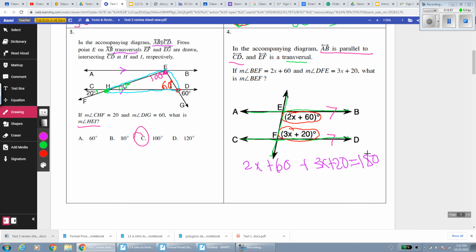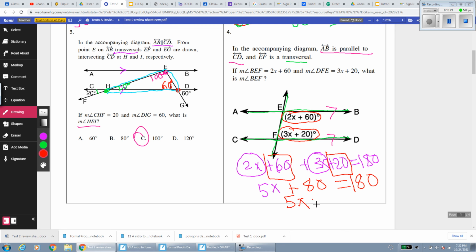180 degrees. So 3x plus 2x is 5x. Combining my like terms, I'll circle the ones that I just combined. And 60 plus 20, that's 80. Combining those like terms equals 180. If I subtract 80 from both sides, I get 5x is equal to 100. And then if I divide by 5 on both sides, I get x is equal to 20.